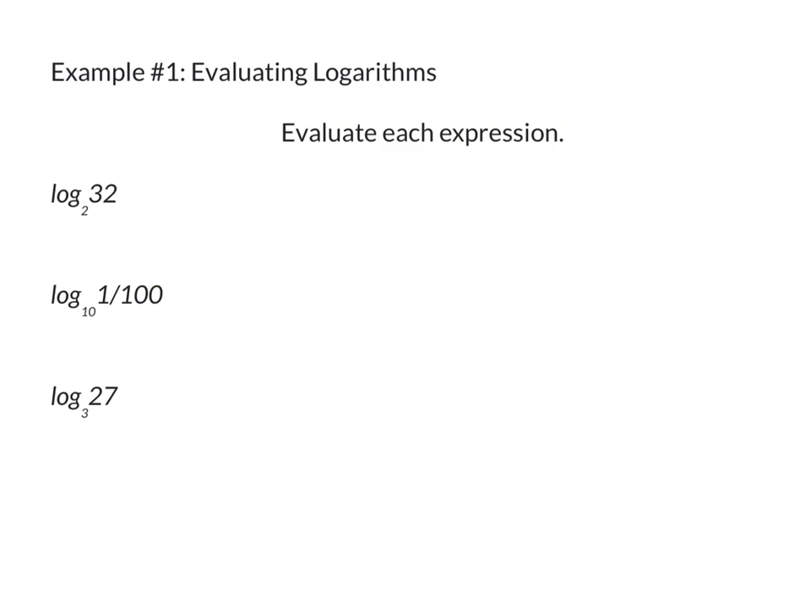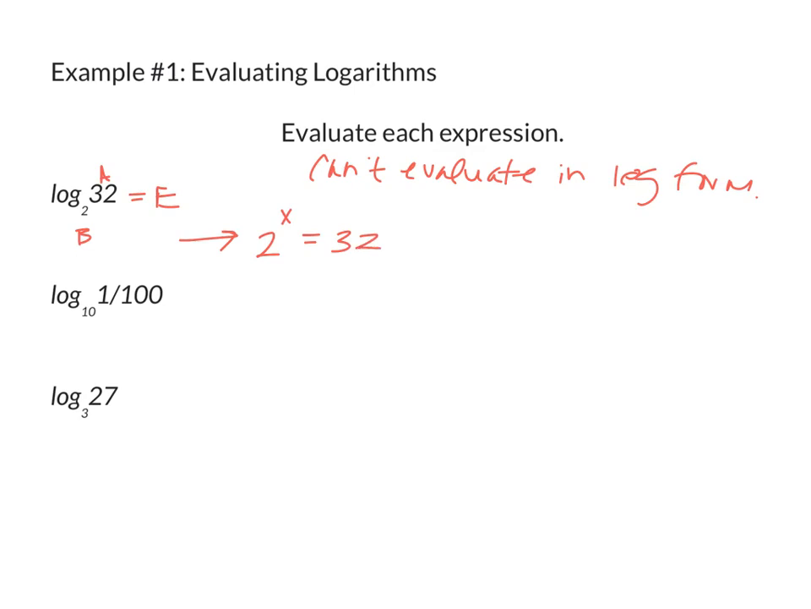All right, so we need to evaluate each expression, but we can't evaluate in log form. So if we can't evaluate in log form, then we have to change it from log to exponential form, and then we can solve it that way. So remember, if log is bay, that means 2 is my base, 32 is my answer, and we're seeking the exponent. The goal is to figure out what exponent this is. If I write this in exponential form, it's really 2 to the exponent equals 32. So just ask yourself, 2 to what power gives you 32? Well, x would have to be 5 because 2 to the 5th power equals 32.